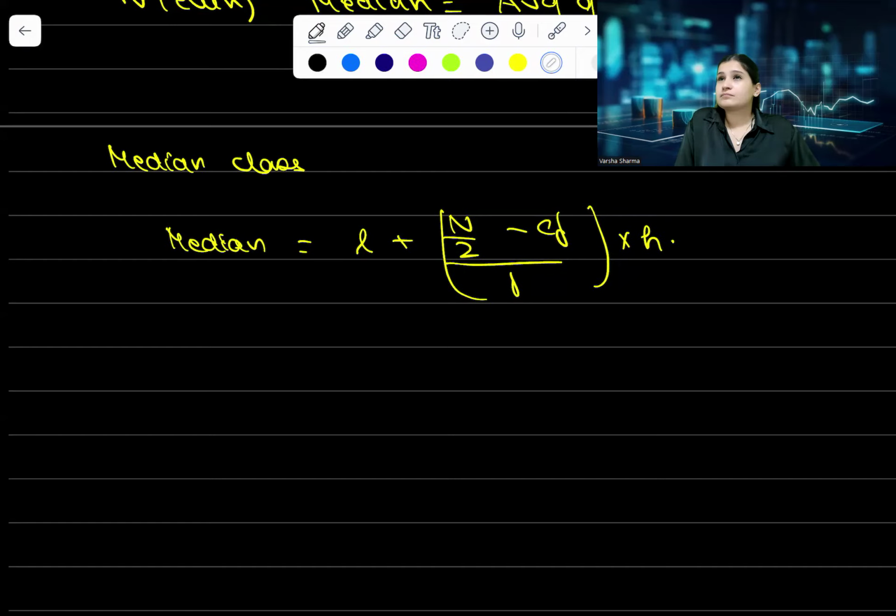Then the origin and scale property is still true. It does not have a mathematical property, right? It is known as positional average.